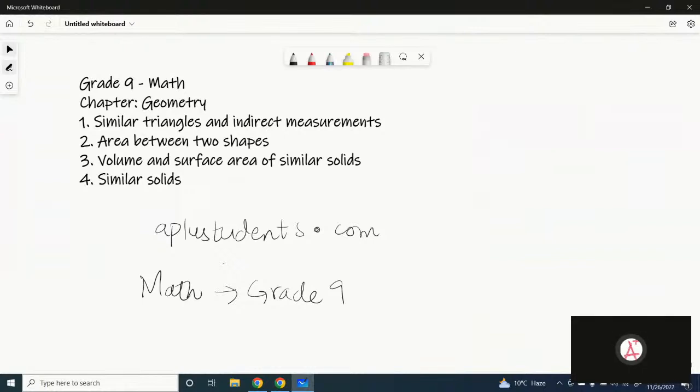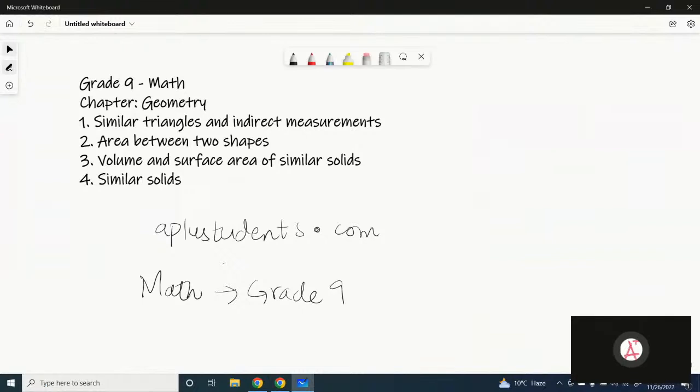So, you're already working on the chapter. So, here is the list of the lessons we're going to cover today. The lesson names are similar triangles and indirect measurements, area between two shapes, volume and surface area of similar solids, and then similar solids. Got it? So these are the topics we are going to cover today. Please make sure you have your notebook and pencil so that you can note down the important points and examples as well. Got it?